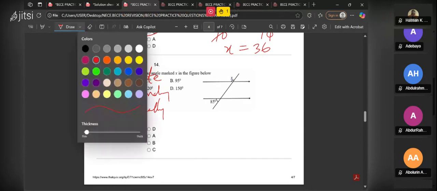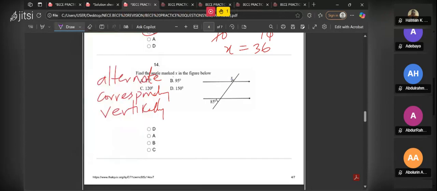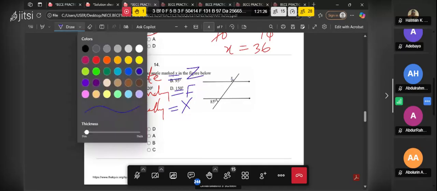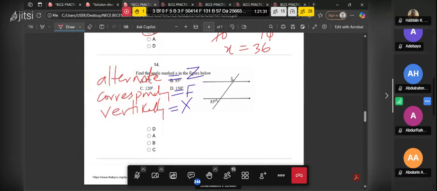So I'm going to give you the code for each of them. Alternate angle is Z angle. Corresponding angle is F angles. And vertically opposite angle is X angle. So what we are going to do now is that we are going to check which one will give us F and which one will give us Z and X.